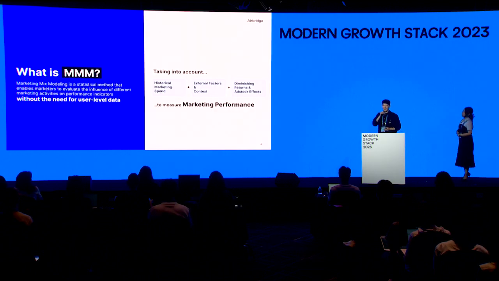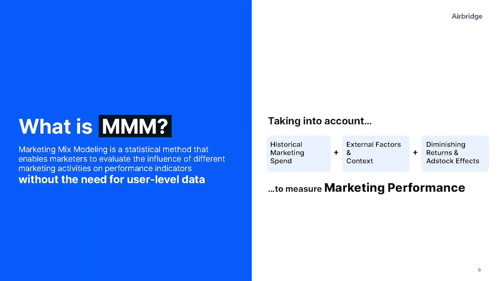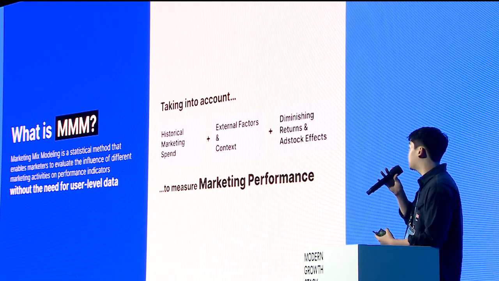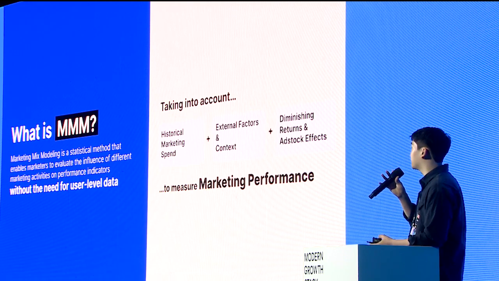Okay, so hi. As Una has introduced, MMM, or marketing mix modeling, is a statistical approach originating in the 1950s that is used in marketing to estimate the impact of various marketing drivers on performance metrics such as sales or installs without the need for user-level granular data. It takes into account your historical marketing activity, any contextual or external drivers, as well as logistical factors in how we consume ads, like the principle of diminishing returns or ad stock, when measuring performance.